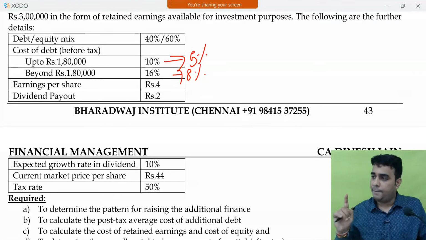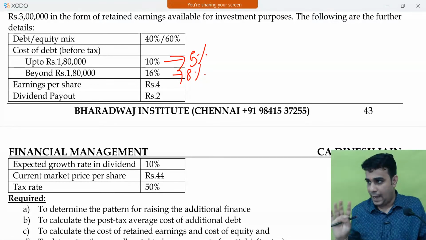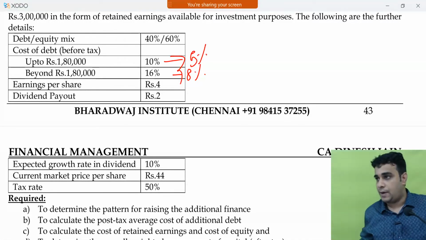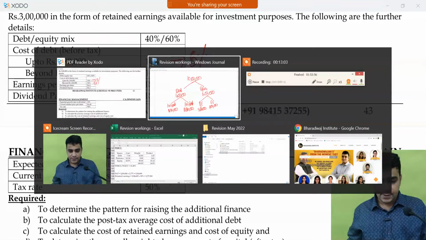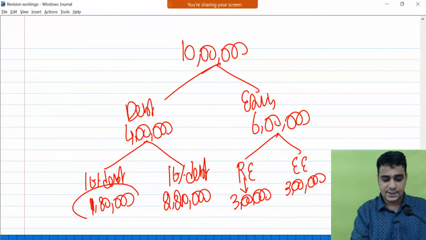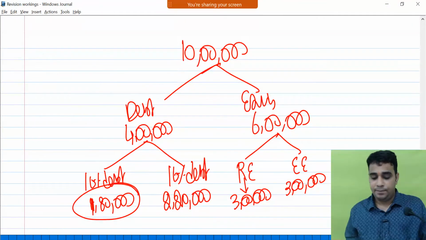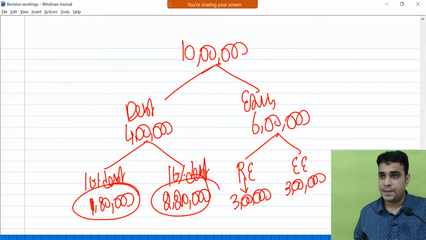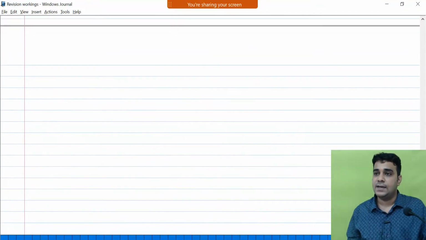I don't need one number, I don't need two numbers, I need only one number. They wanted the average cost: what is the post-tax average cost of additional debt? What we have understood is we are going to take this 1 lakh 80 and this 2 lakh 20. 1 lakh 80 is at 5% and 2 lakh 20 is at 8%.